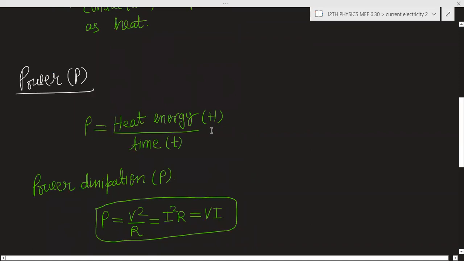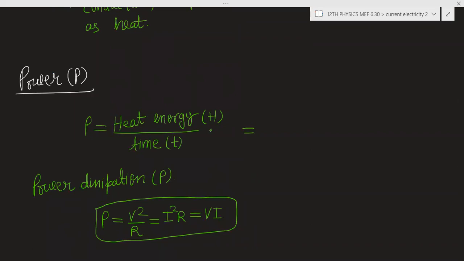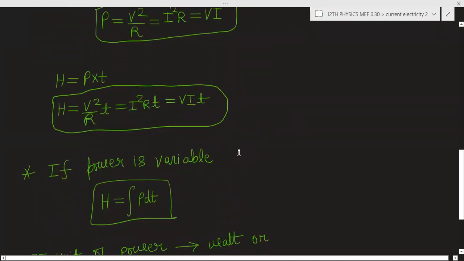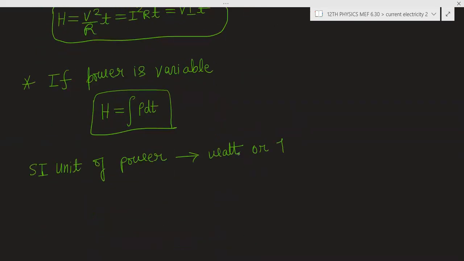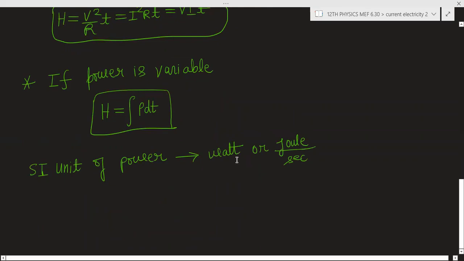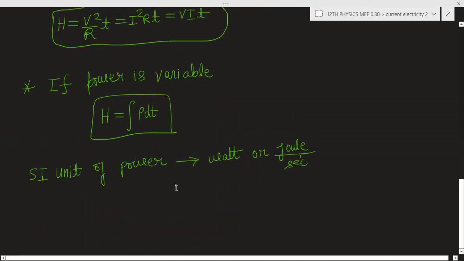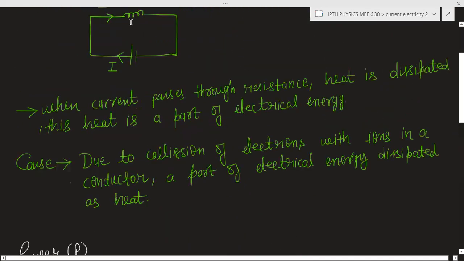The unit of heat is joule, if you know, then good. The unit of heat is joule, and the SI unit of time is second. So joule per second is also the SI unit. So joule per second. Okay, just copy this.